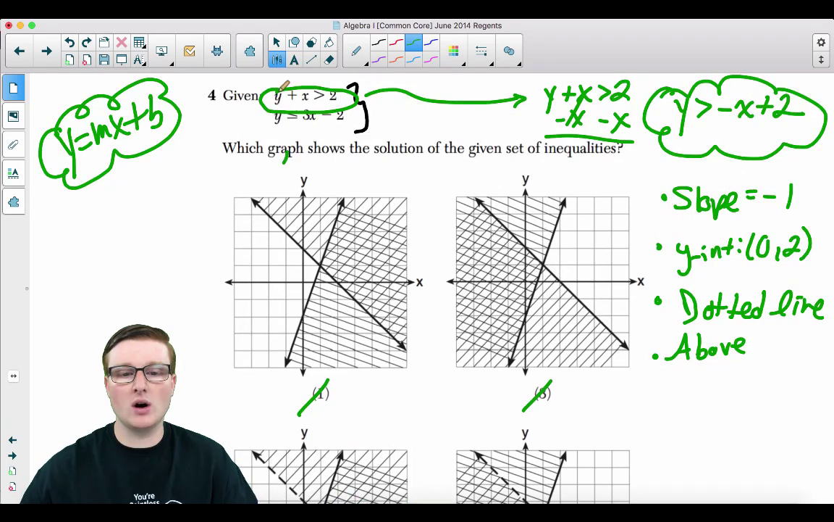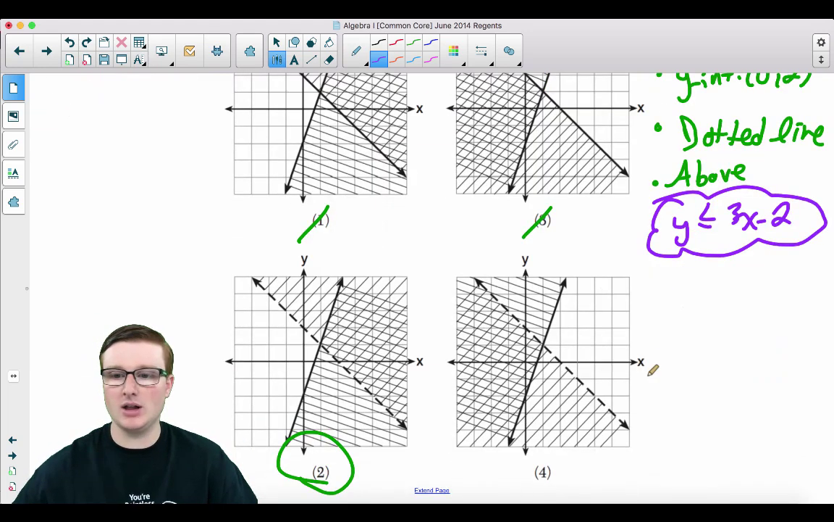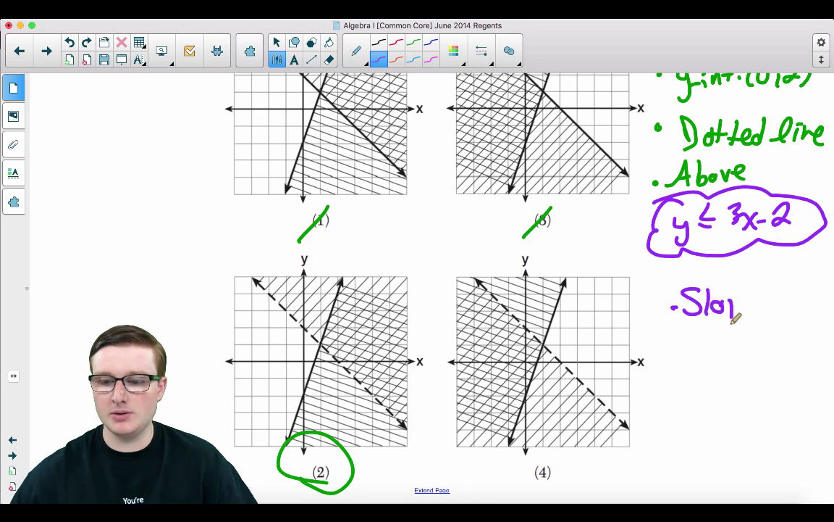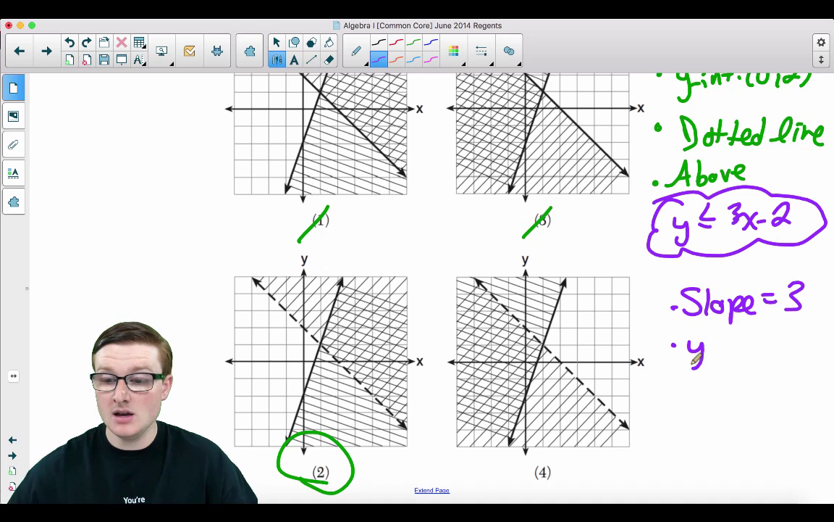Now, just to make sure, if I take my second equation, which is y is less than or equal to 3x minus 2, we could again apply the same process. So the slope is going to be 3. That's clearly the slope of 3. The y-intercept is 0, 2. And it is a solid line, so that's good.